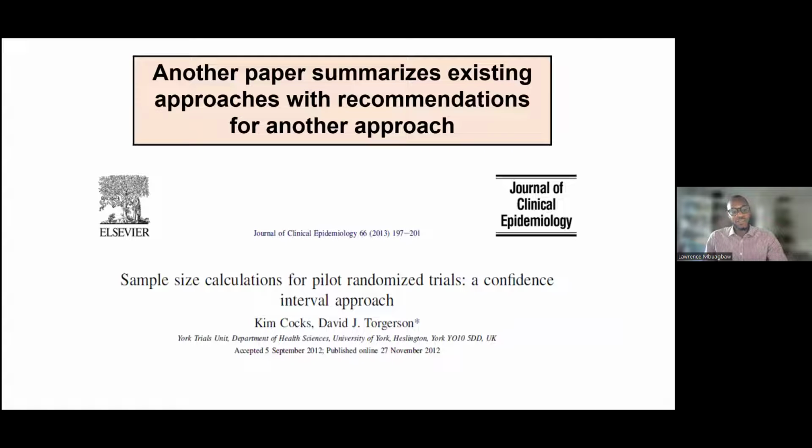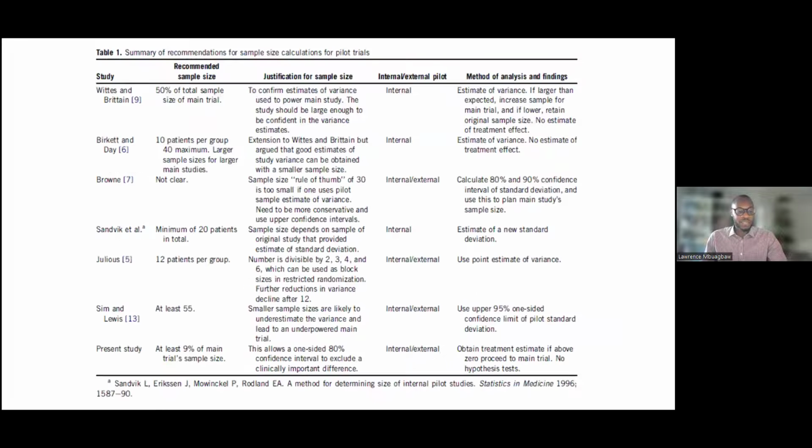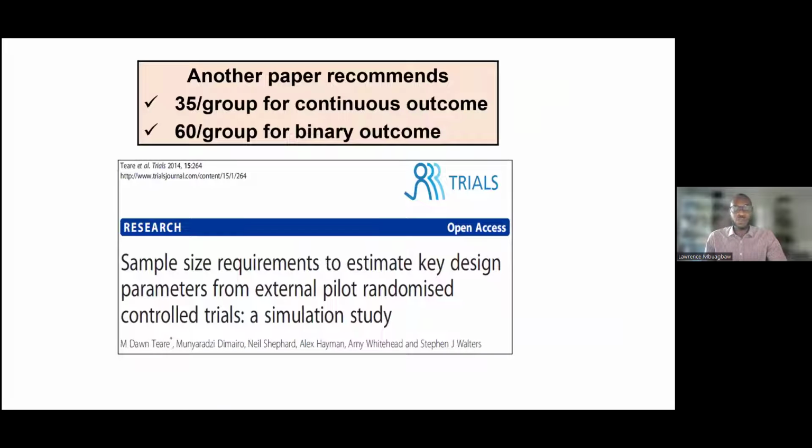More recently, another paper summarized all of these existing approaches, right? And if you look at the summaries here, you can see that they are fairly variable in terms of how many people you need to estimate a sample size. There's even more papers coming out, and another one suggests for a continuous outcome, use 35 per group, and for a binary outcome, use 60 per group, right?